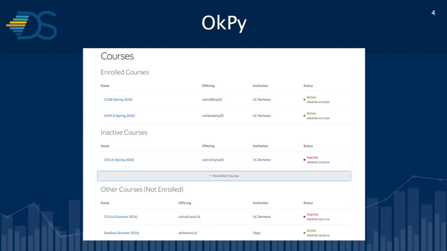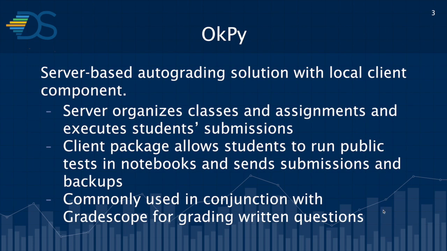So the OKPY server, which you can find at okpy.org, organizes classes and assignments and executes the student submissions. And the client package, as I said, allows students to run public tests in the notebooks, and it also is what performs authentication. So students will run a cell at the top of their notebook, and that will provide them with a link to the OKPY website, which will have them auth with Google, and then send an OAuth token back to the notebook, which is then stored. And so that way, at the end of the notebook, when a student needs to submit, their token is sent along with their submission so that OKPY can assign the submission to the correct student.